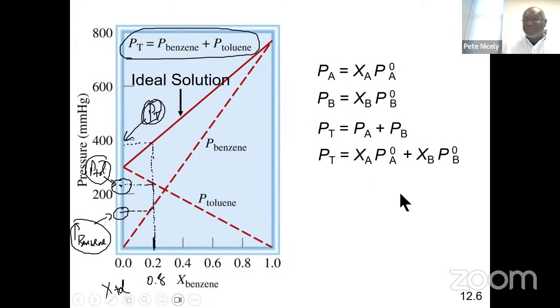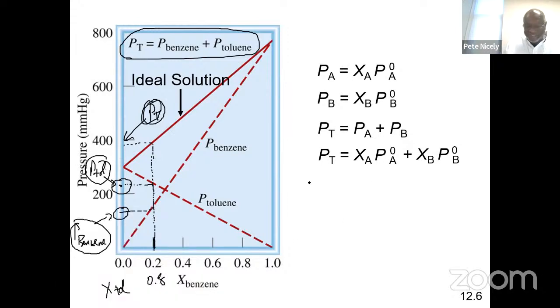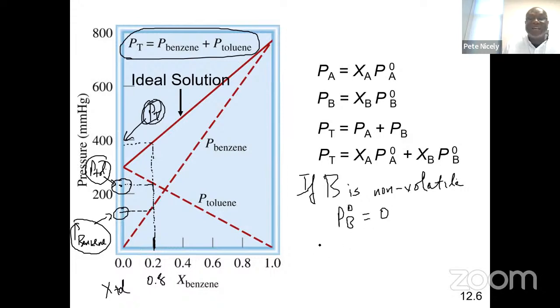Now, if one of them is non-volatile, let me make a note of this here. So let's say, for example, if B is non-volatile, what that means is that it does not produce a vapor, like a solid. If B is a solid and it's non-volatile, that means that PB0 is 0.